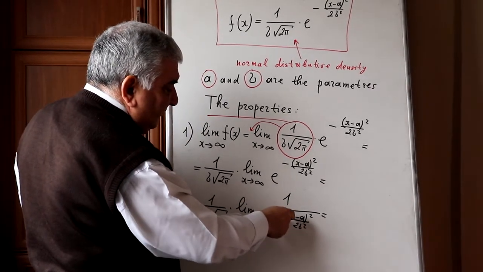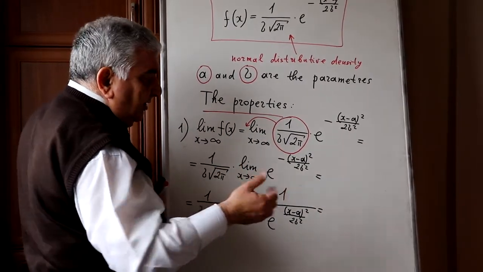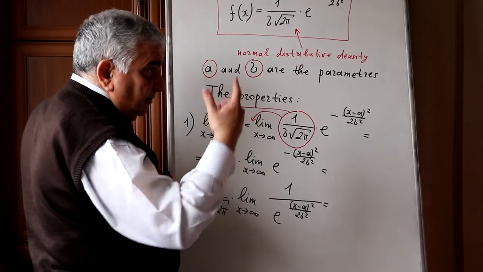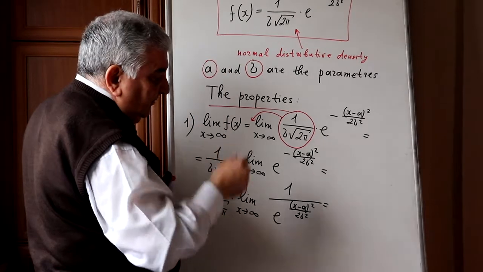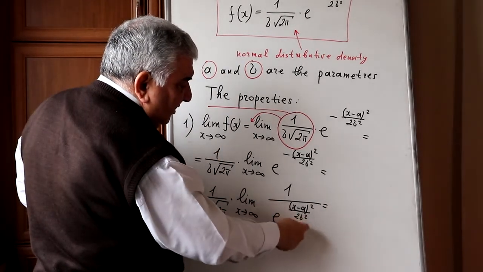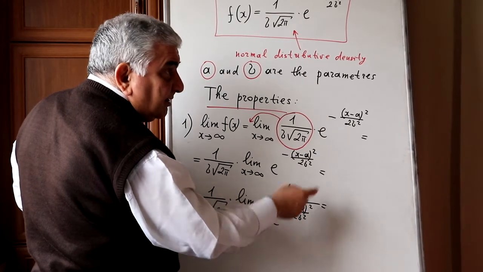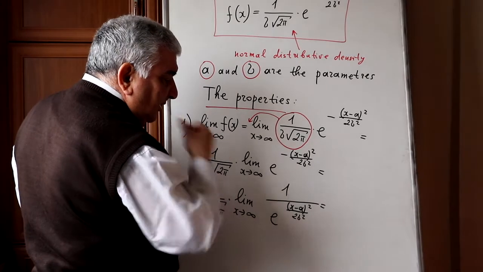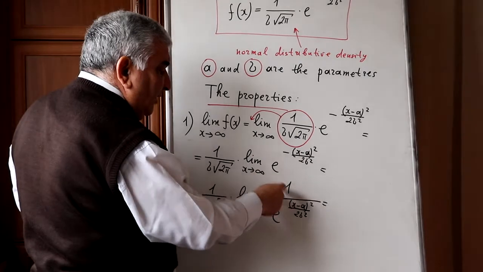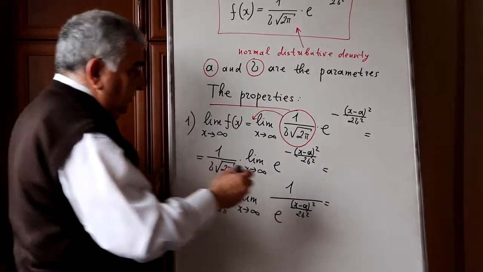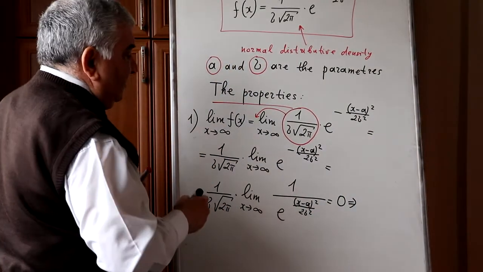Infinity plus or minus infinity minus a is also plus or minus infinity because a is constant, and plus or minus infinity raised to the square is only plus infinity. Plus infinity divided by a positive number is again plus infinity. E raised to plus infinity is also plus infinity, and finally 1 over plus infinity is 0. It means at infinity our function tends to 0.